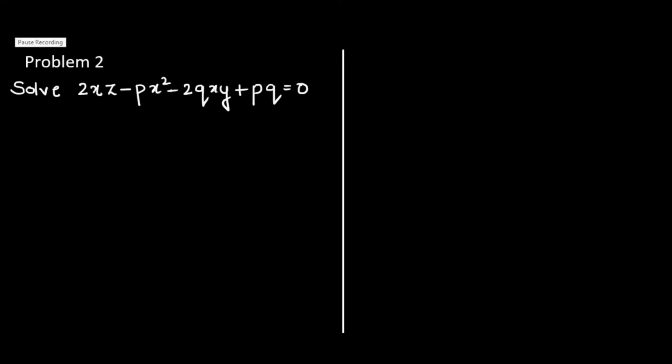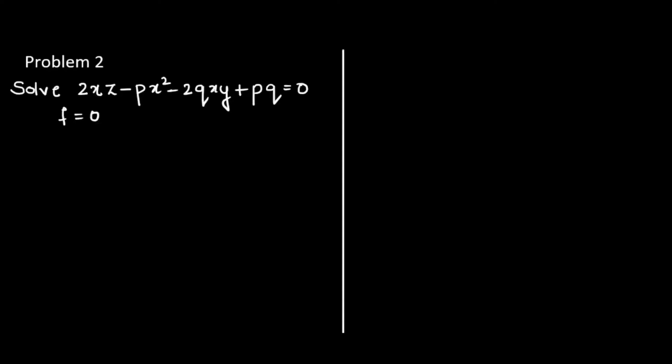Hi all, in this video I will be discussing another problem on Charpit's method. Solve 2xz minus px square minus 2qxy plus pq equal to 0. So the given question is already in the form f is equal to 0. That means we can directly write down f. F is the left hand side of this equation.